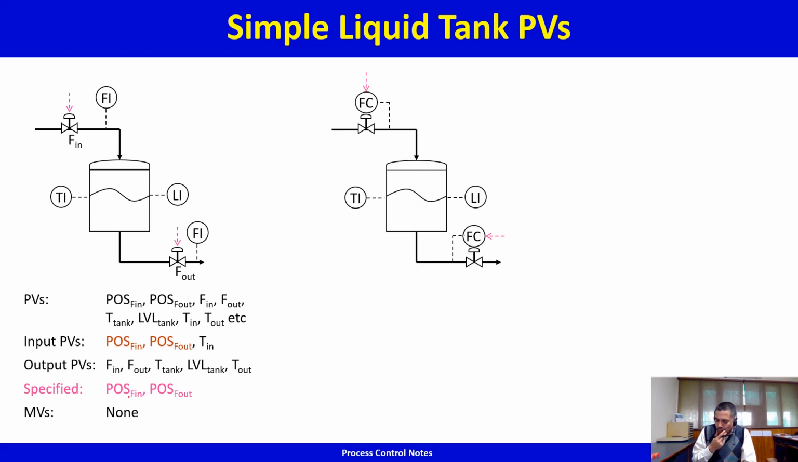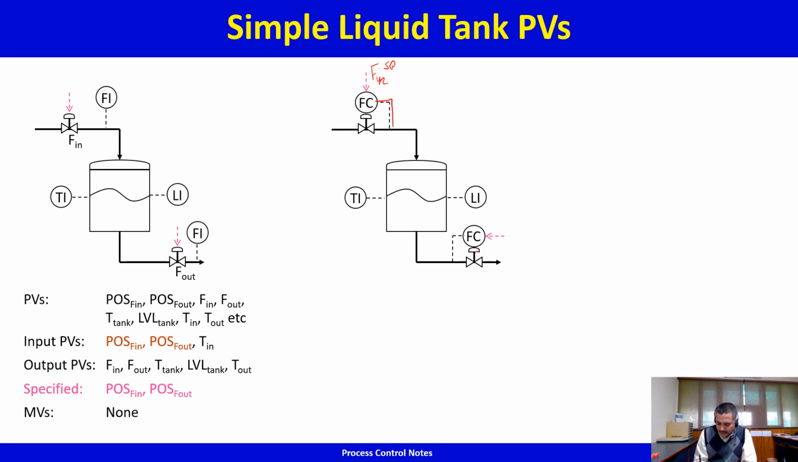Here I saw an intermediate situation, an altered situation, same process, but now what you have is a flow controller that measures the inflow Fin. The flow controller compares it with the desired value of Fin, the Fin set point, and then it adjusts the valve position POS Fin. So you got a flow controller on the inlet stream.